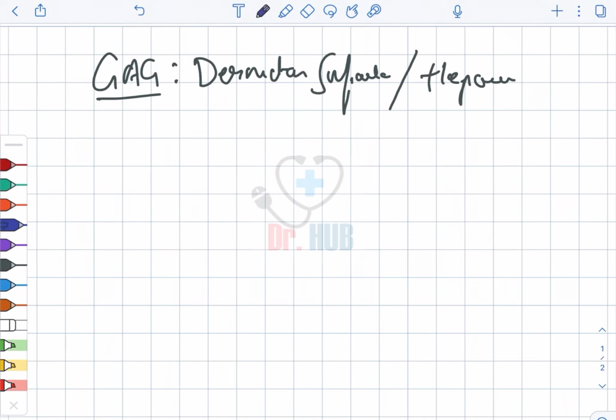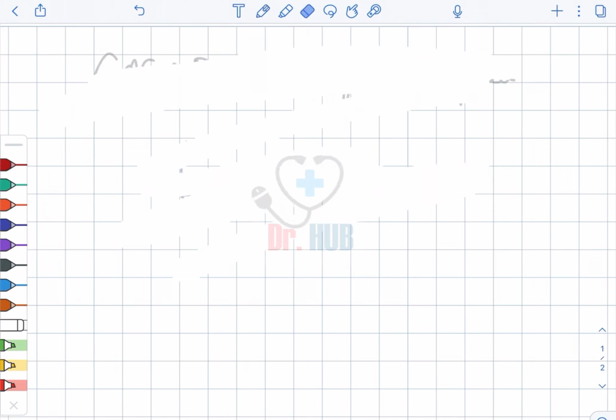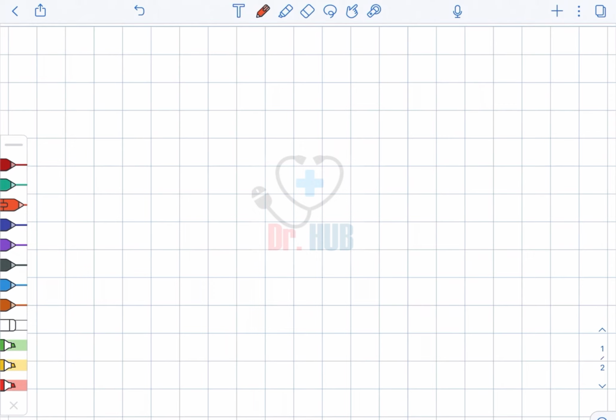And next what we see is the symptoms. Mental retardation is a prominent feature in Hunter syndrome.